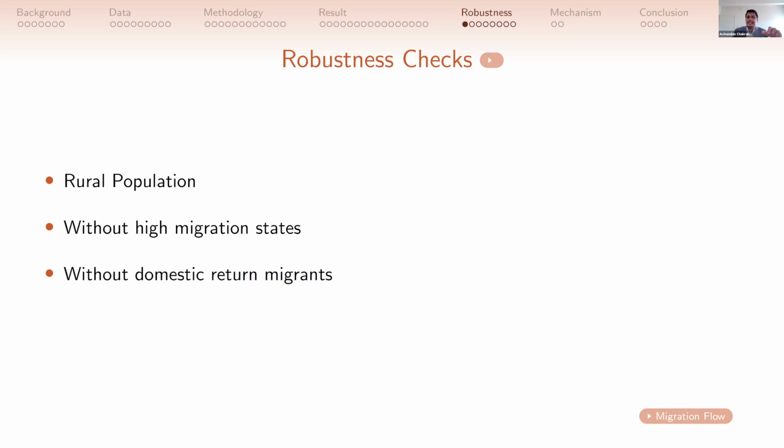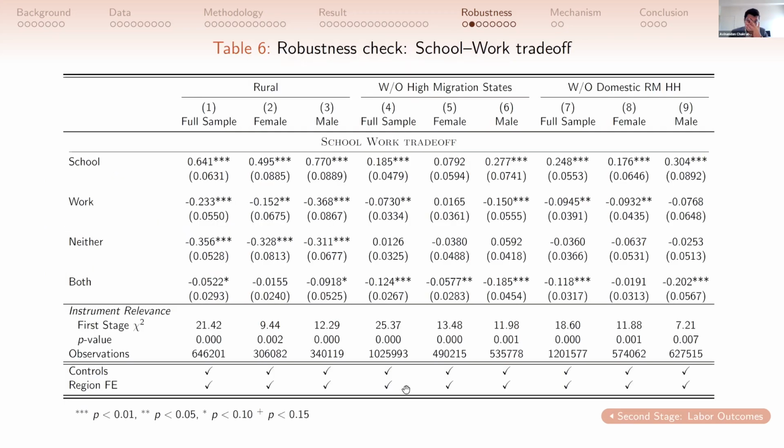The only difference is that domestic return migrants may return back to the households frequently compared to international migrants. So just to check if my results are robust to those, I omit the domestic return migrants and I find the results are robust. And this is how the table looks.